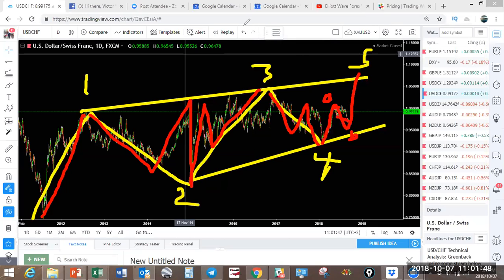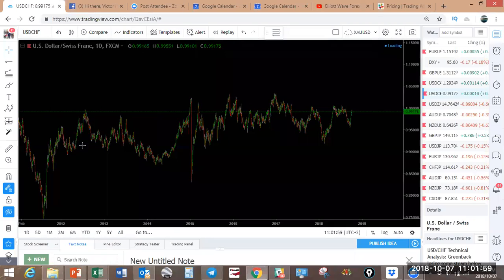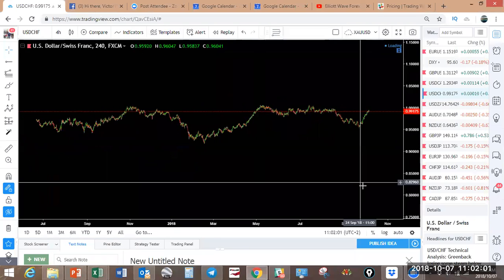Okay, we've been looking at this. If you go look at videos from last year, you'll see that I had this triangle from last year, and we've been trading it like this. Right, so now let's just go into the 4-hour and see what we have now. 4-hour.